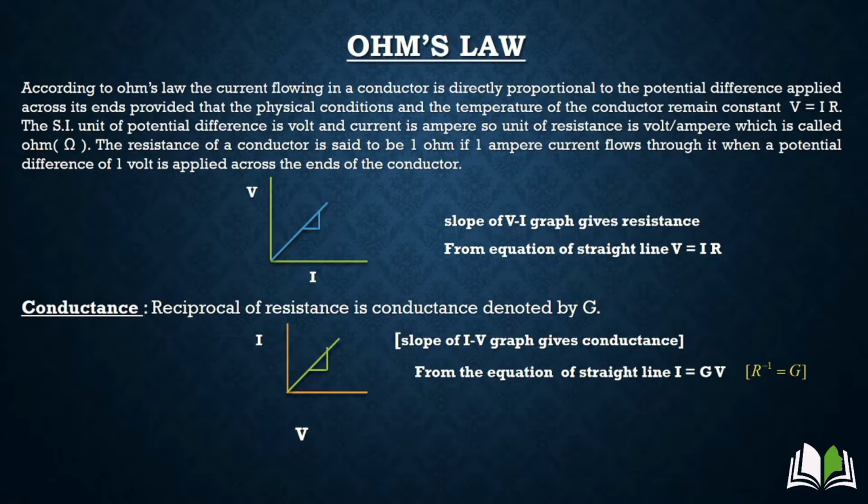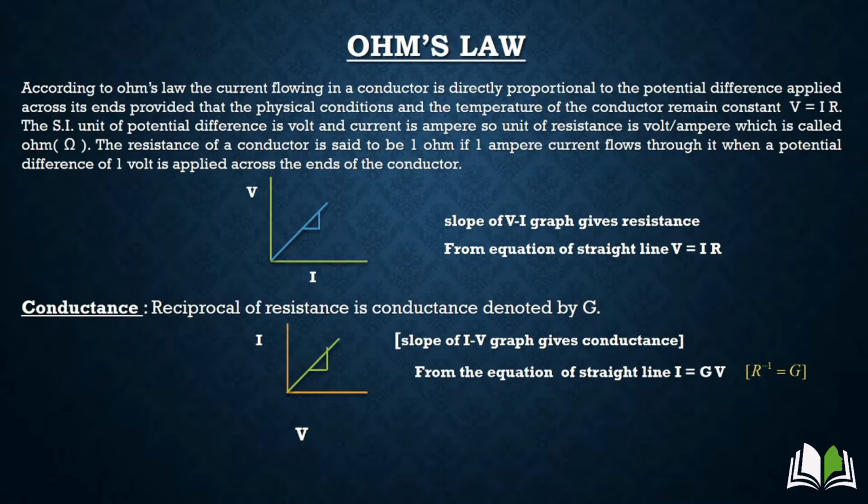So if a current I flows in a conductor when the potential difference across the two ends is capital V, then according to Ohm's law, I is proportional to V, or V by I is equal to a constant. If we take the proportionality constant as R, then V is equal to I into R. Here R is known as the resistance. The SI unit of resistance is ohm, or we can say volt per ampere.